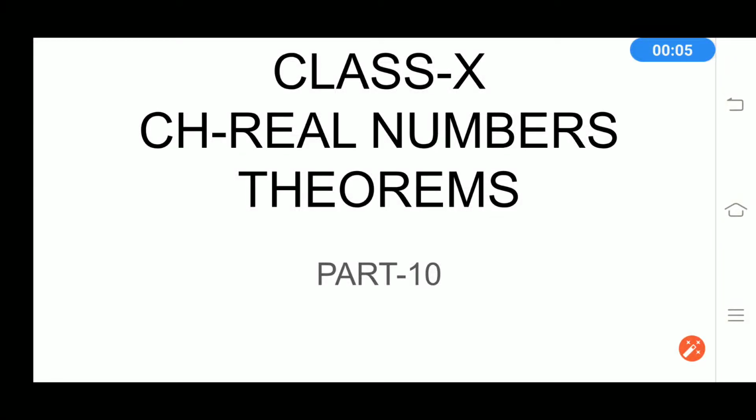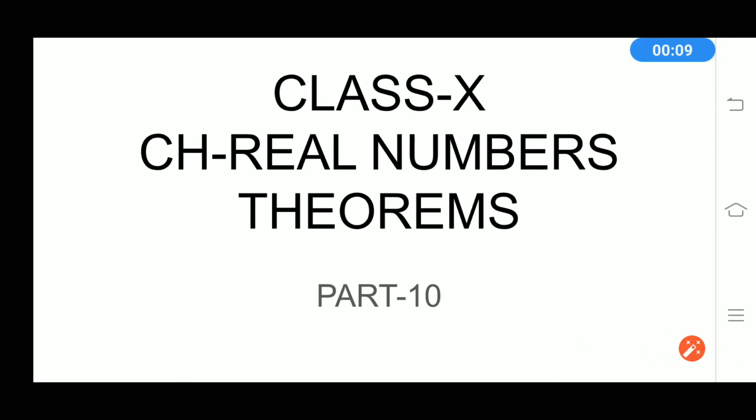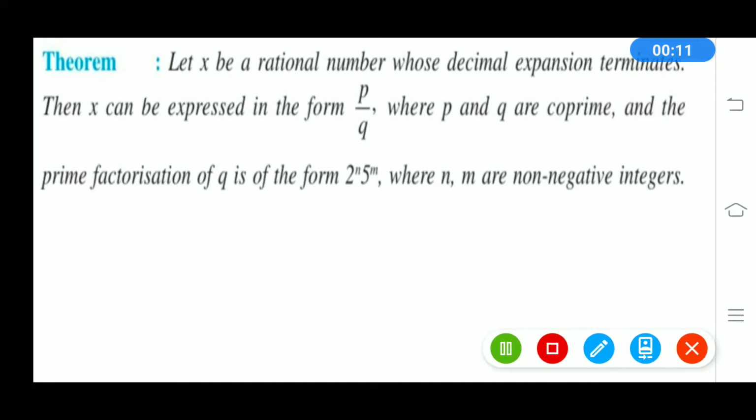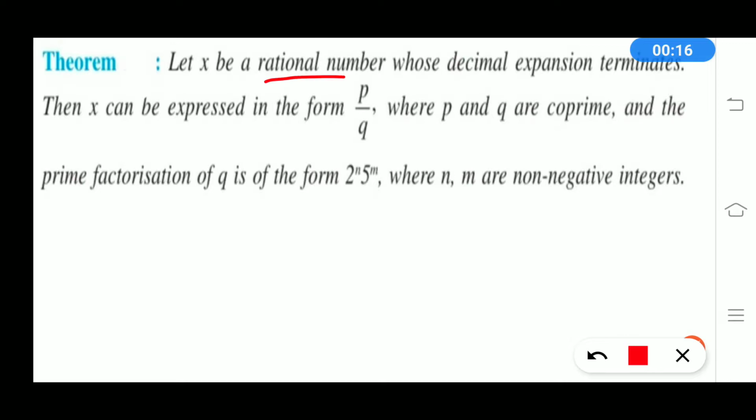Today we will discuss only three theorems. Now see the first theorem. Let x be a rational number whose decimal expansion terminates. Clear? That means the remainder is 0. Then x can be expressed in the form of p by q.